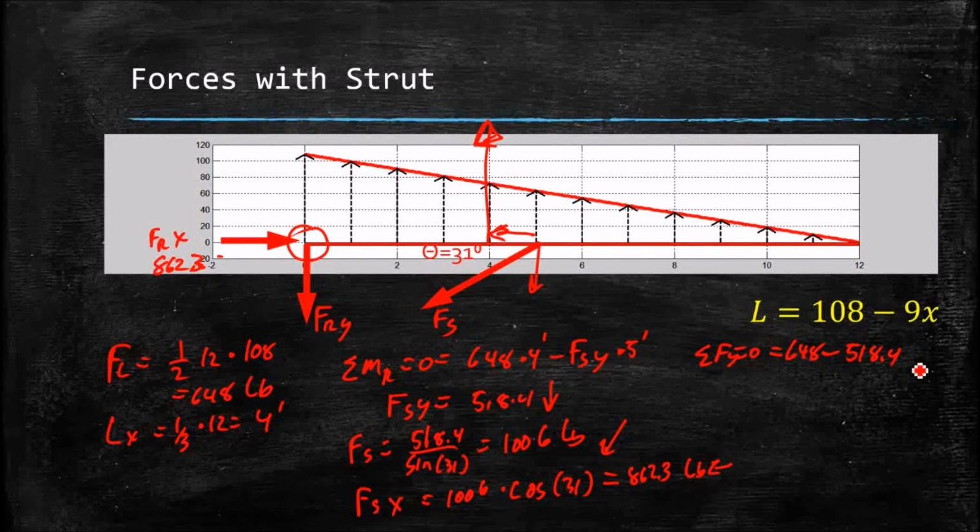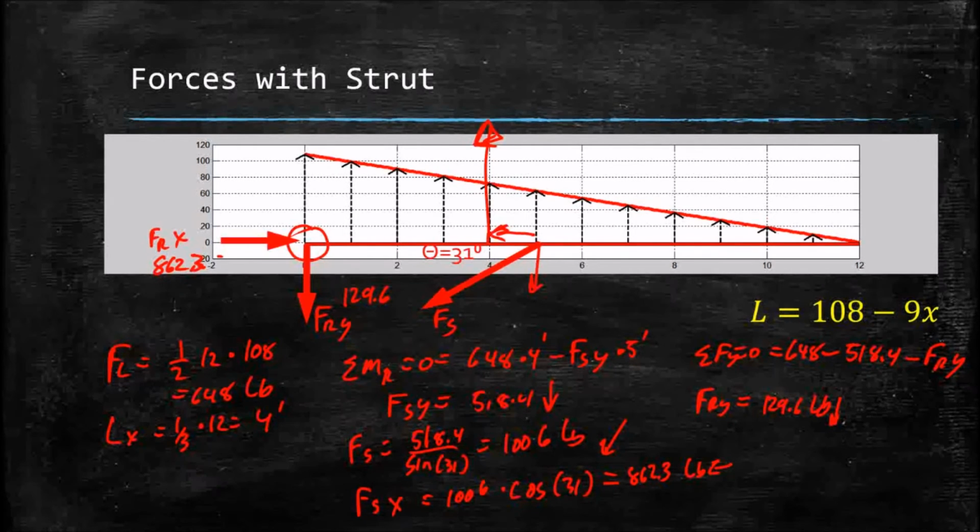518.4 downwards minus f at the root in the y direction, and this gives us our phi equal to 129.6 pounds downward. Okay, so those are our reaction forces. 129.6 is that one. So we've got all of the forces, x's and y's, and we can now do our analysis.